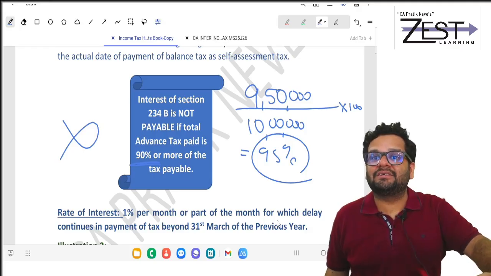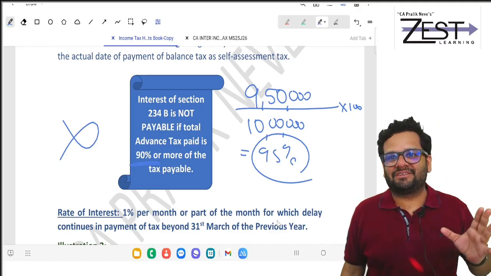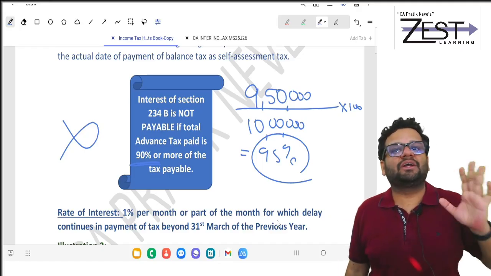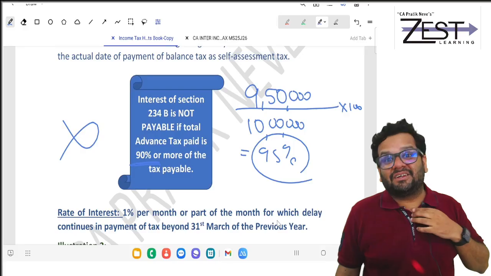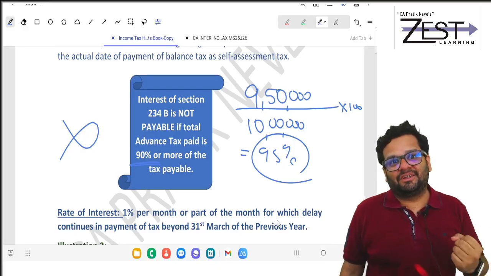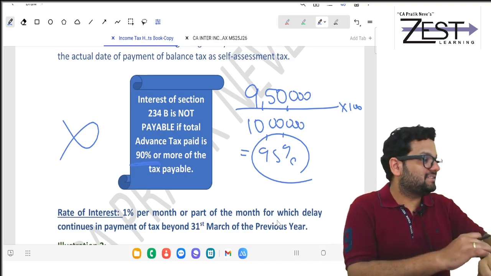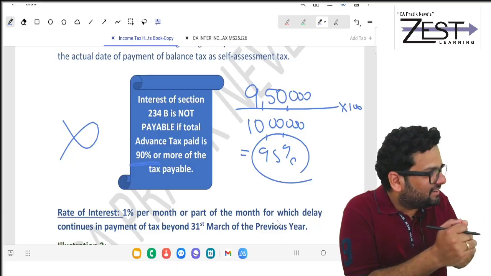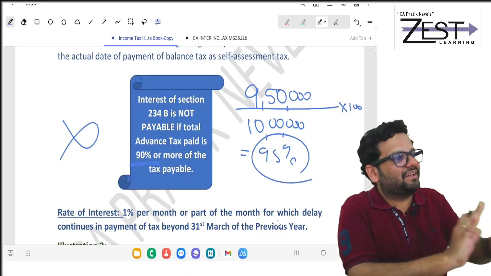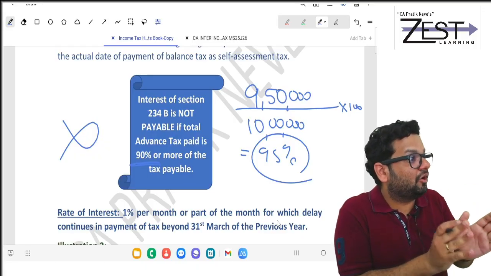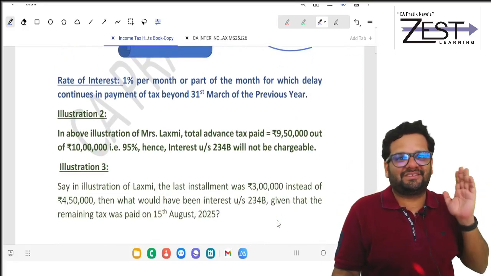If you have paid at least 90%, government says you are a genuine person. You tried to cover 90% or more. So we have no right of charging you interest. This is not an intentional issue. Intentionally you are not withholding the tax with you. Intentionally you are not paying less. It's a calculation mistake. That's what government will say. So that's fine. If you have paid 90% or more, we are not charging you any interest.